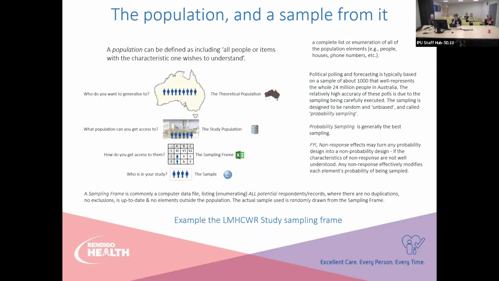So there's a summary of a population, a sampling frame, and the sample. And I've just given you the example of the COVID resilience study. Next one.